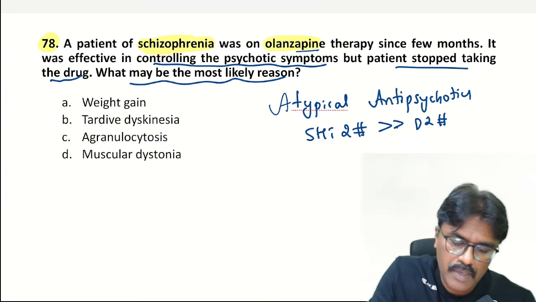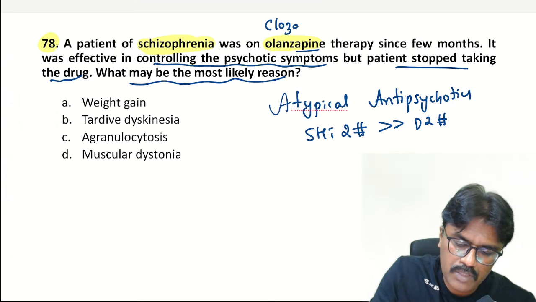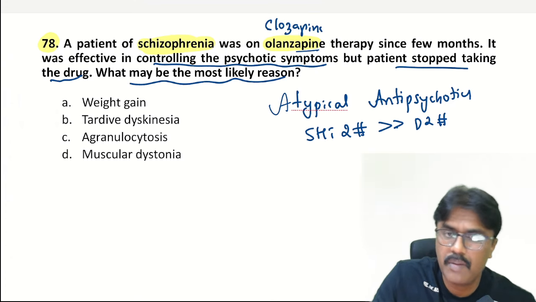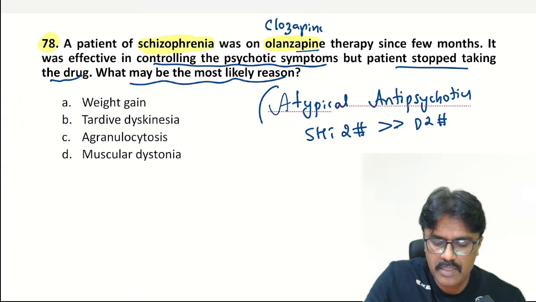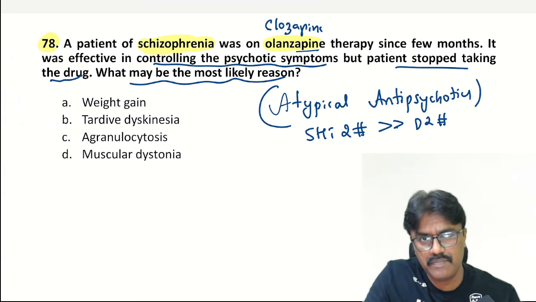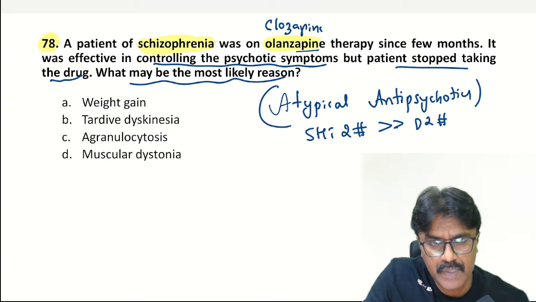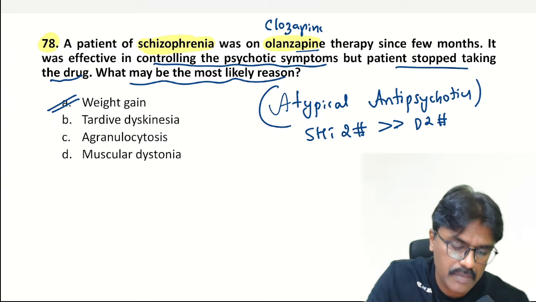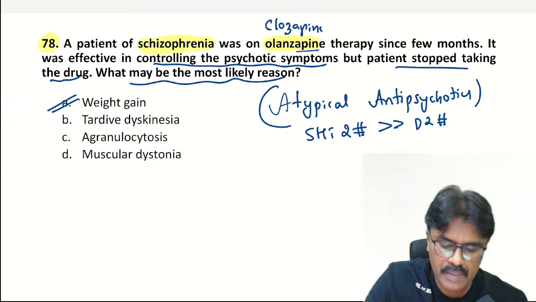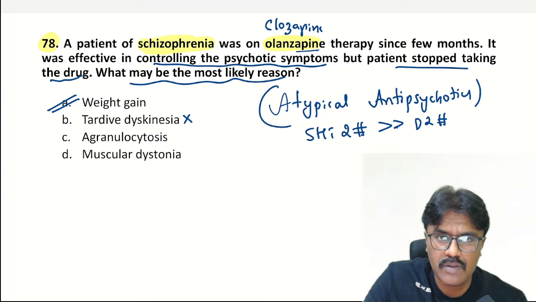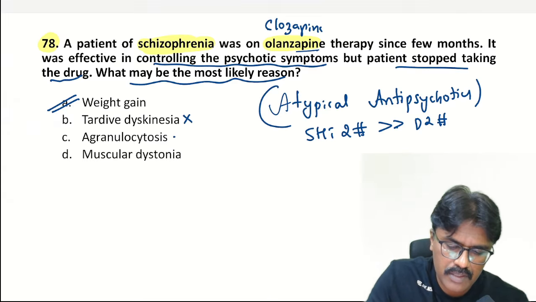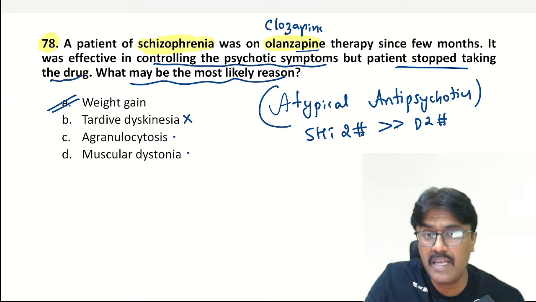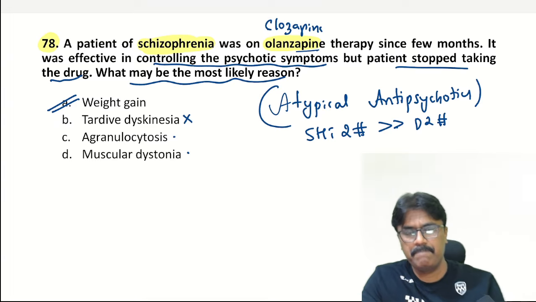This olanzapine and one more brother of that is clozapine. Both of them have one problem. Atypical antipsychotics cause metabolic syndrome, that is weight gain. The reason why the patient would have stopped is because of weight gain. Tardive dyskinesia is not because of them, it's due to typical antipsychotics. Agranulocytosis is not by olanzapine, it is by clozapine. Dystonia is by typical antipsychotics, not by this.